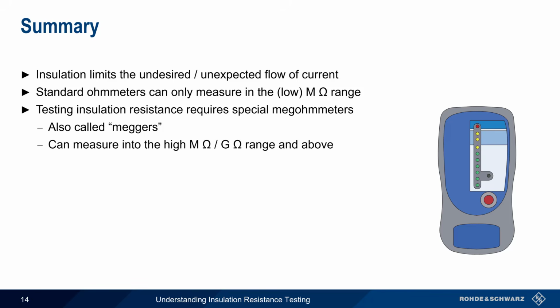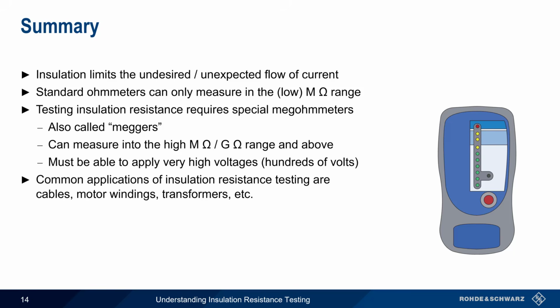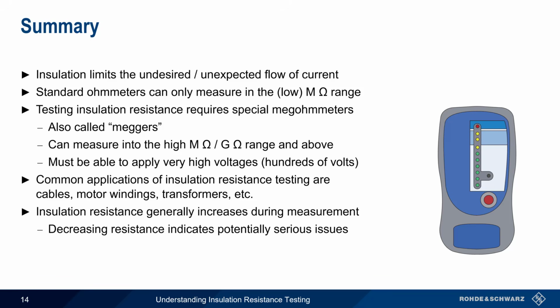These tests are able to measure resistances into the high megohm, gigaohm, and even teraohm range, and they do this by applying a test voltage in the range of hundreds or even thousands of volts. This kind of testing is most commonly performed on cables, motor windings, transformers, etc. Generally speaking, the measured value of insulation resistance will increase over the duration of a test, since the flow of current through an insulator usually begins at a higher value, but decreases over periods of seconds or minutes. Note that if insulation resistance decreases, this often points to potentially serious issues.